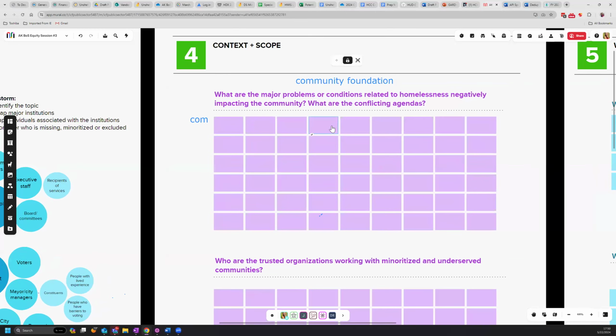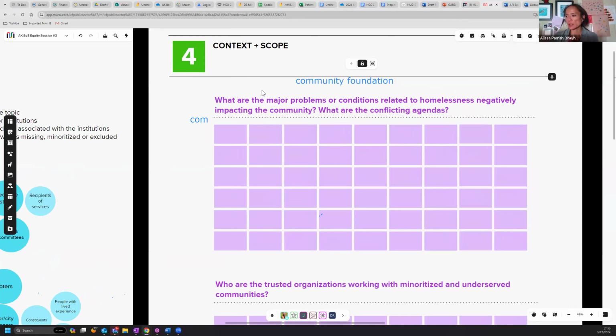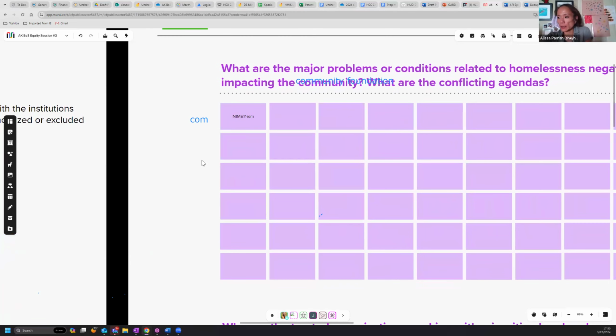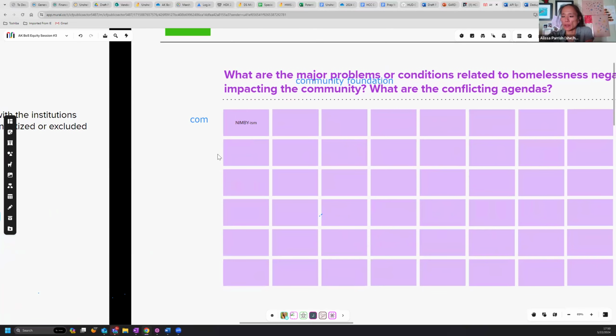Okay, so we're going to go over to context and scope. What are the major problems or conditions related to homelessness that are negatively impacting the community? Basically, we're trying to identify those conflicting agendas. Would not in my backyard fit in this area? Absolutely. We've heard a lot at the national level about criminalization of unsheltered homelessness. I don't know if that's relevant for you all, but I was going to throw that out there as an example. But NIMBYism, absolutely.